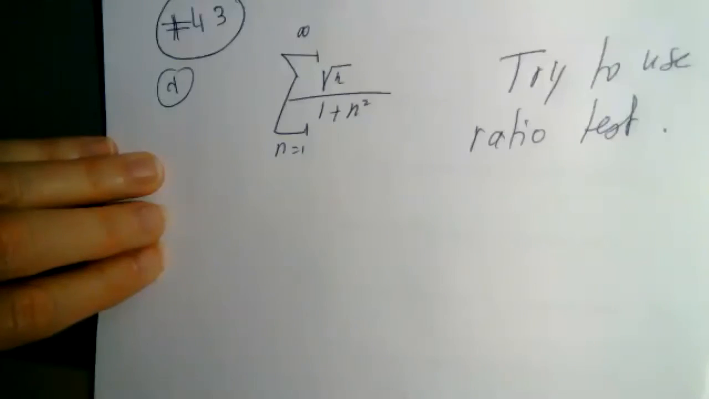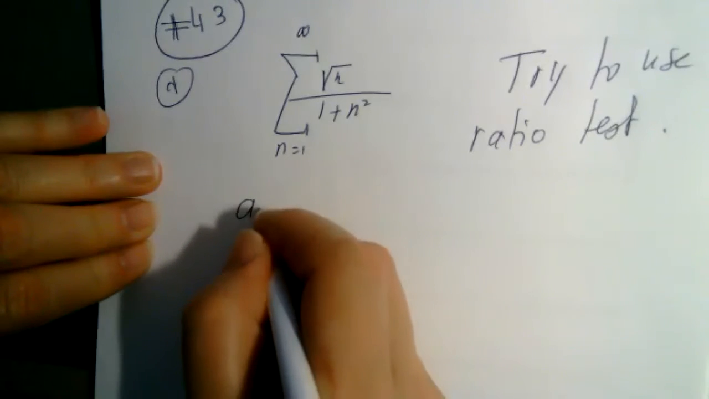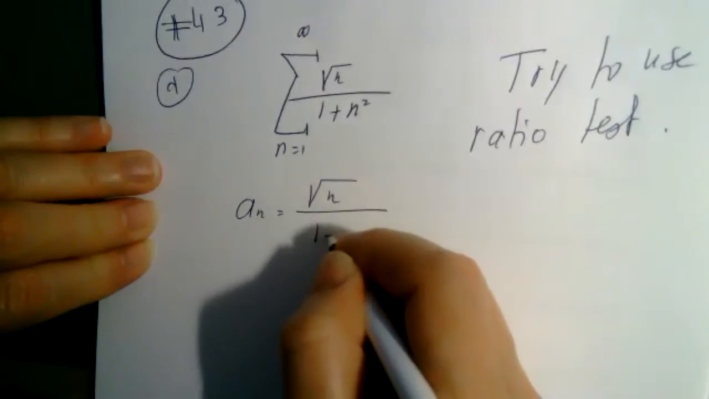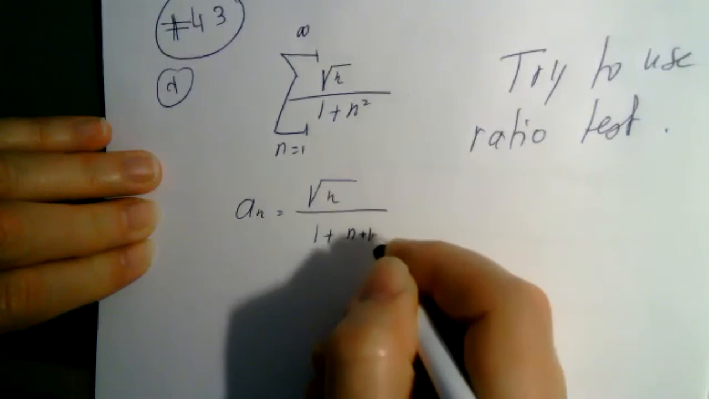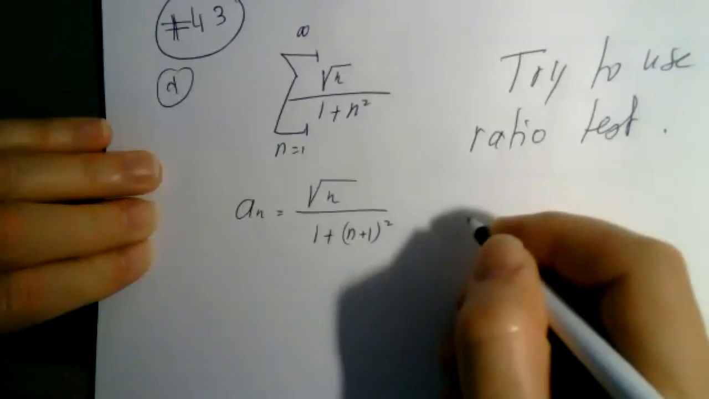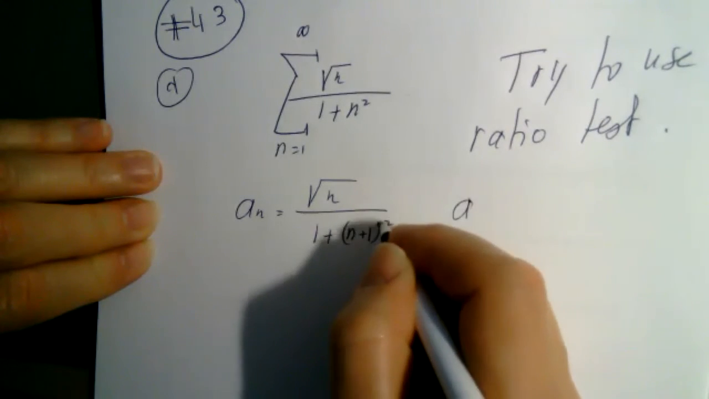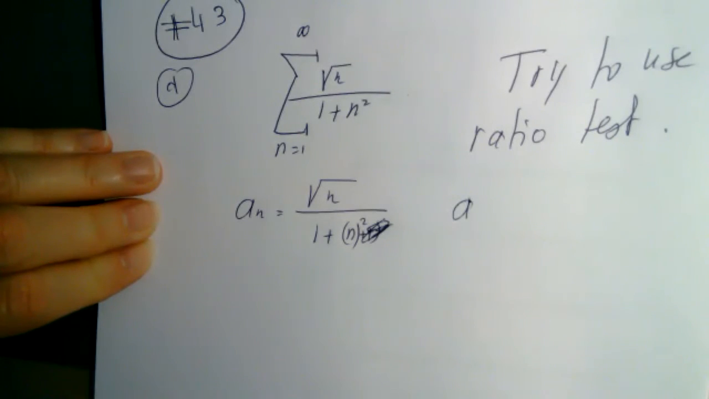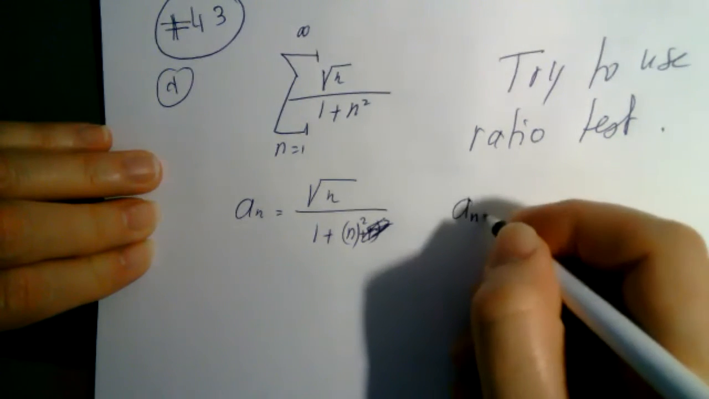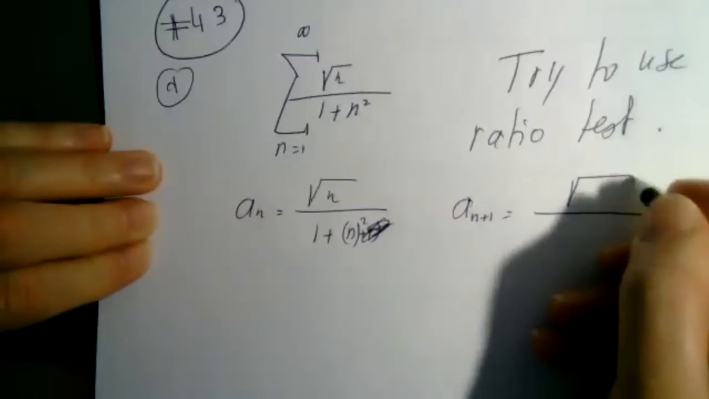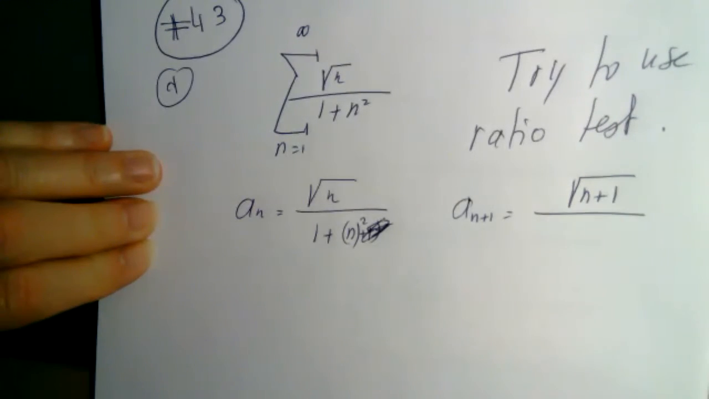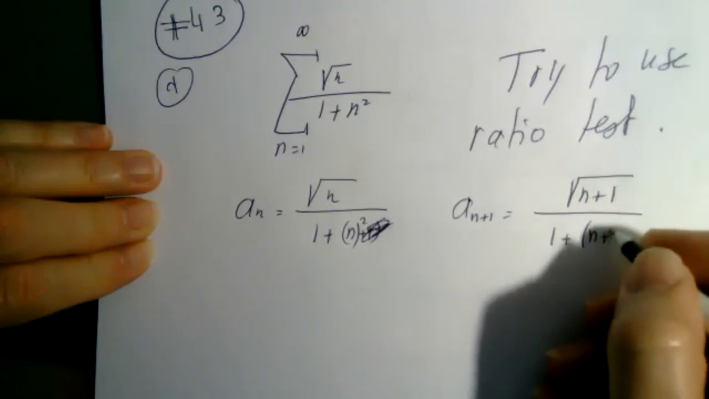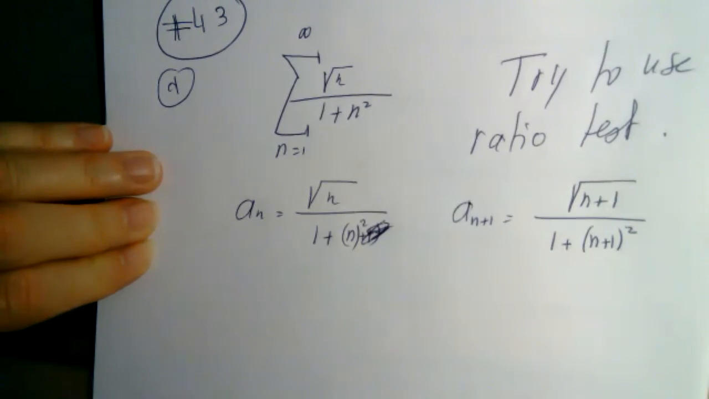And let's see what happens. So a_n is the square root of n over 1 plus n squared. Sorry. a_n plus 1 is the quantity square root of n plus 1 over 1 plus the quantity n plus 1 squared.